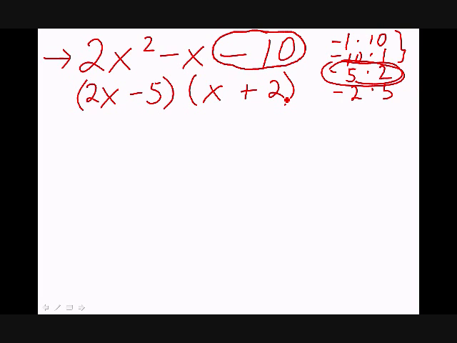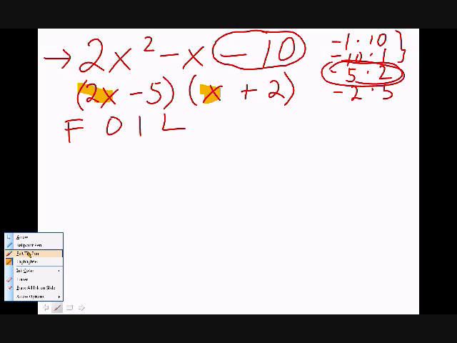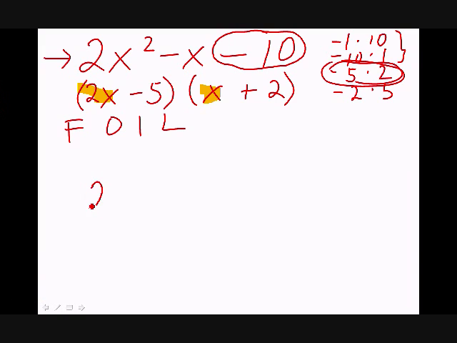Now I'm going to test to see if what I did is going to work. When I multiply these two together, do I get 2x squared minus x minus 10? And remember, to multiply them, we use this method called the FOIL method. The F in FOIL stands for first. So I'm going to find the first number and multiply it times the second number. So that gets me 2x times x. 2x times x gives me 2x squared.